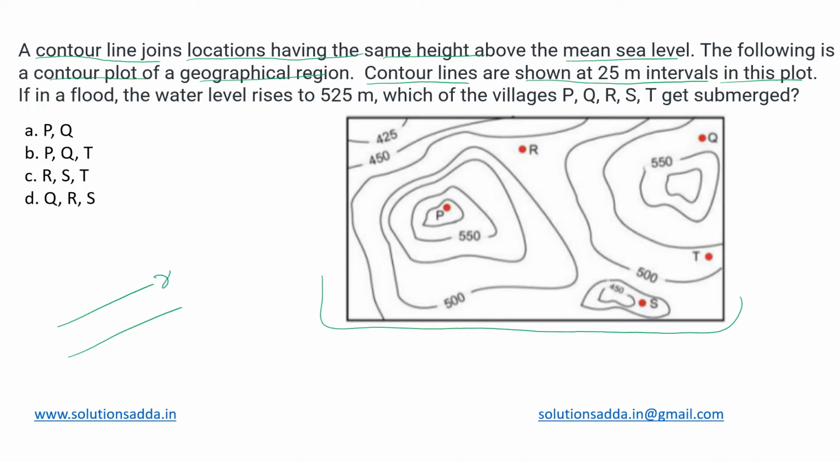and one of them is representing the elevation of x, then the other would be representing x plus or minus 25 meters elevation. Now, if in a flood, the water level rises to 525 meters, then which of the villages P, Q, R, S and T will get submerged, that we need to find out.